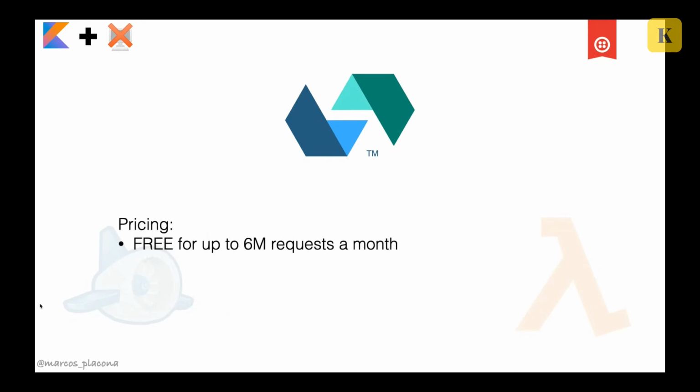Pricing, like I said, is free up to 6 million requests. When you get to 7 million requests, you're going to pay a little bit more. But it's free up to 6 million requests, which is amazing for me.